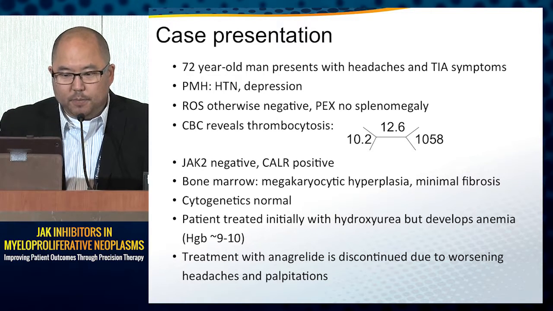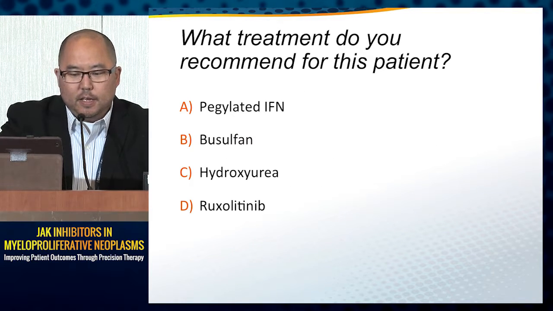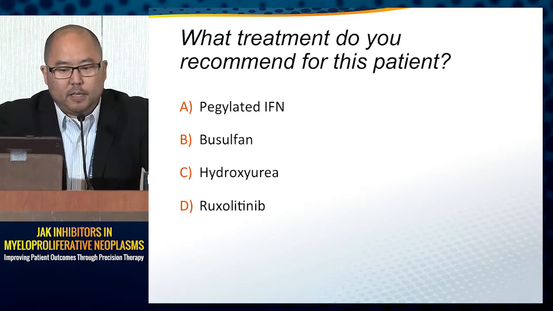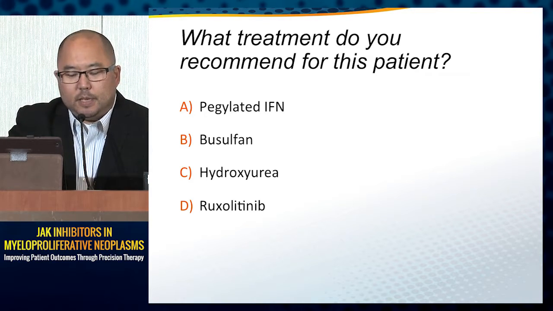So I have a question here. Go ahead and put your answer in. What treatment do you recommend for this patient? And we'll readdress this at the end of my talk. Pegylated interferon, busulfan, hydroxyurea. Even though he had anemia, maybe you'd put him back on hydroxyurea for lack of a better alternative, or off-label ruxolitinib.